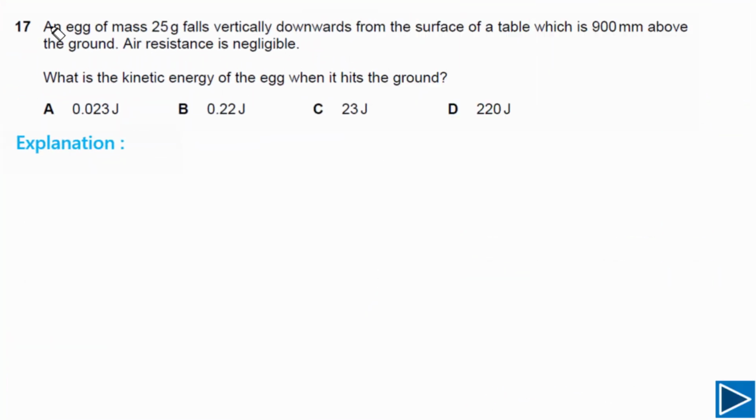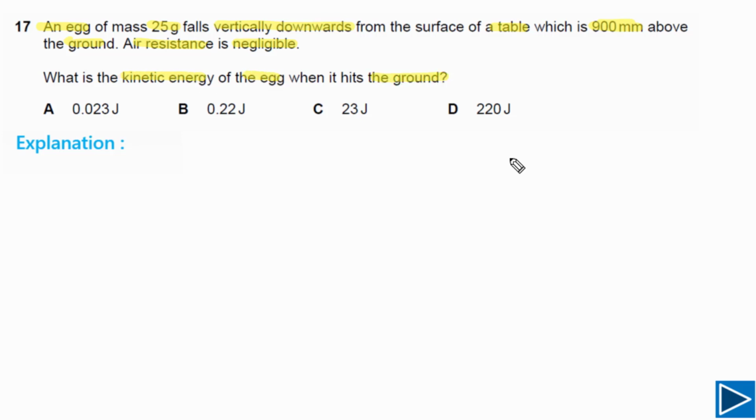For question number 17, it is given to us that an egg of mass 25 grams falls vertically downwards from the surface of a table which is 900 millimeters above the ground. Air resistance in this case is negligible, and the question is asking us to find out the kinetic energy of the egg when it hits the ground.